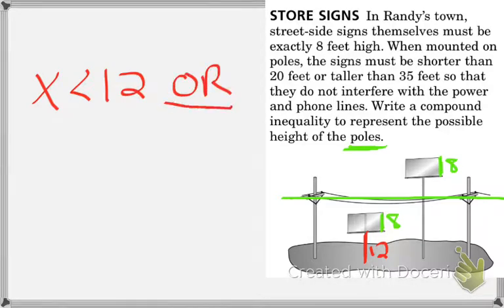We then say, okay, or. Now, it has to be taller than 35 feet. Well, remember, 35 feet is the total height, but we know the sign is 8. So that means the pole is 35 minus 8. So the pole for that one is going to be x is greater than 27. That would be an acceptable height for the pole. As long as it's greater than 27, we know that the sign would be nowhere near the power lines. Okay, guys? So this was just an example of looking for one or the other.